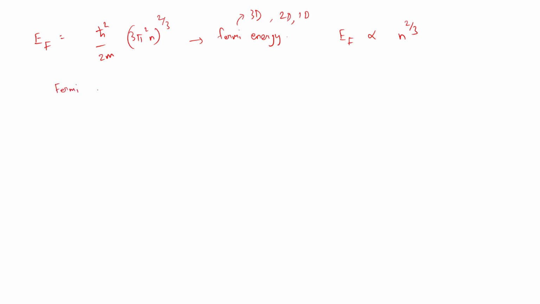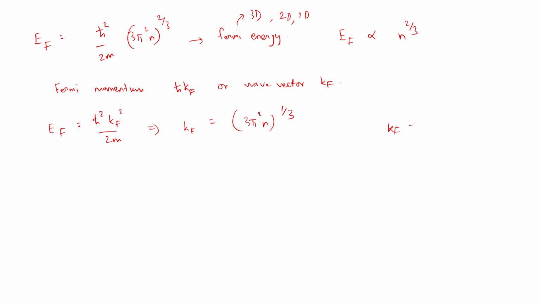So Fermi momentum or wave vector, it is ħ kF. It is kF, defined as EF equal to ħ² kF² over 2m. And from here, if you compare these two expressions, kF will be nothing but (3π² n) to the power 1 over 3. Here you see kF is directly proportional to n to the power 1 by 3. So this is another important relation you can use if some question comes up.